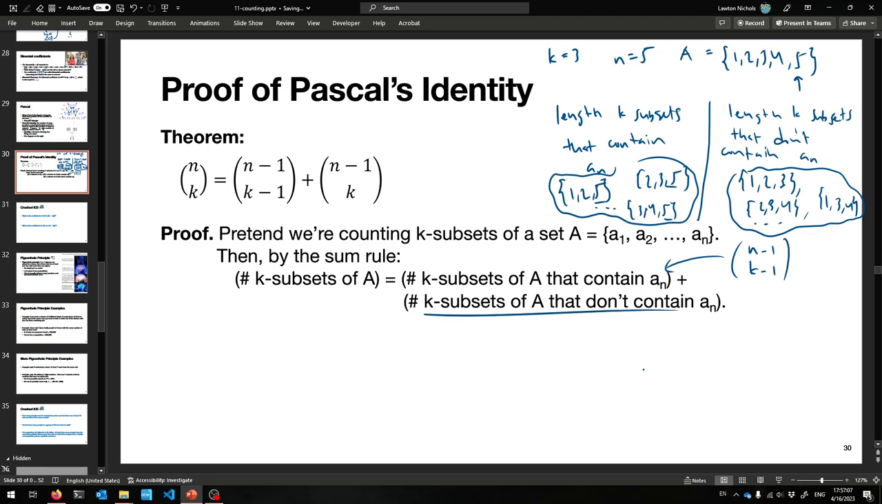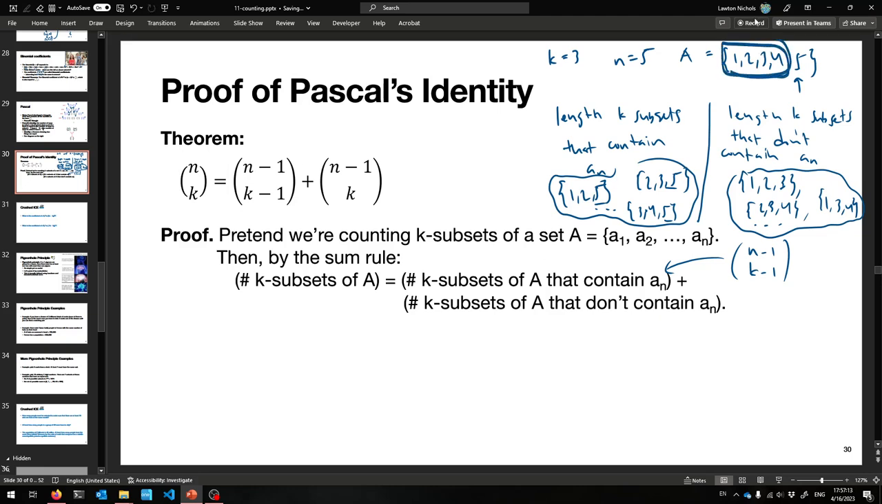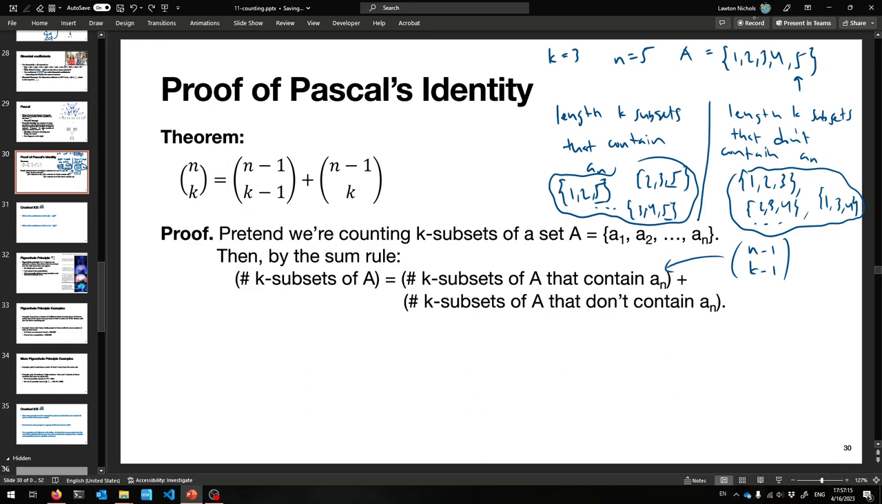And you add that to all the subsets that don't contain a_n. And so you're making all the size 3 subsets of the set just 1 through 4, because you're not considering the 5 over here. And so, again, you're choosing from a smaller set now, just from 1 to 4, but you're choosing all k things still, because you still have k things to take. You haven't taken the 5 yet. And that's legitimately it. That's the proof. So I hope that makes sense.